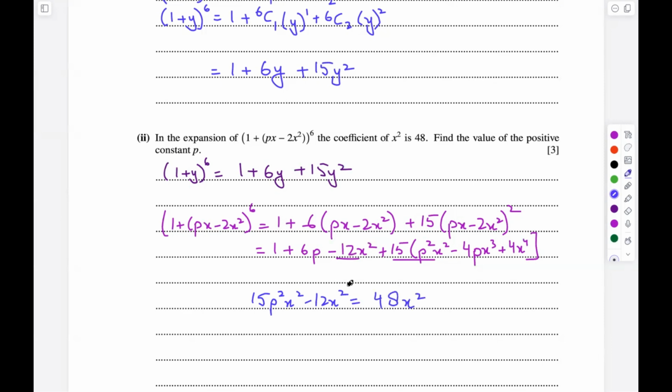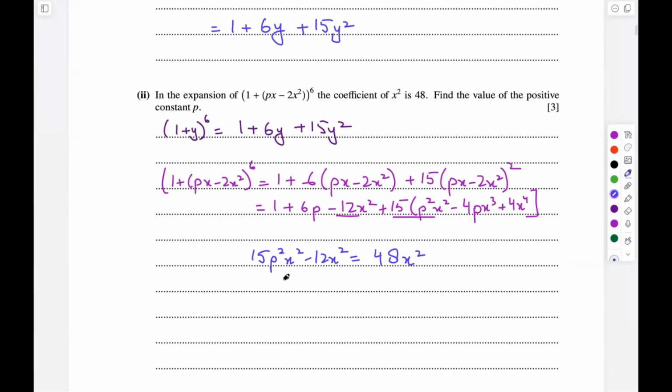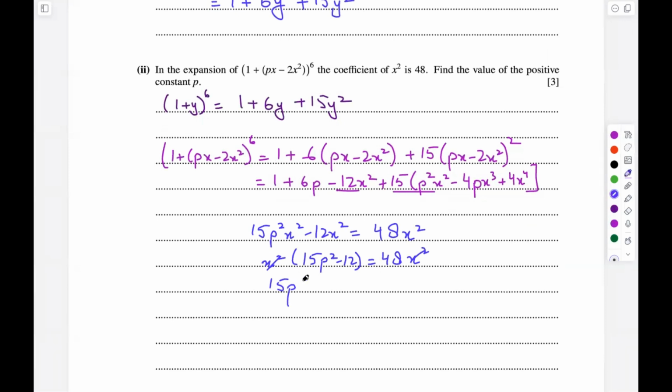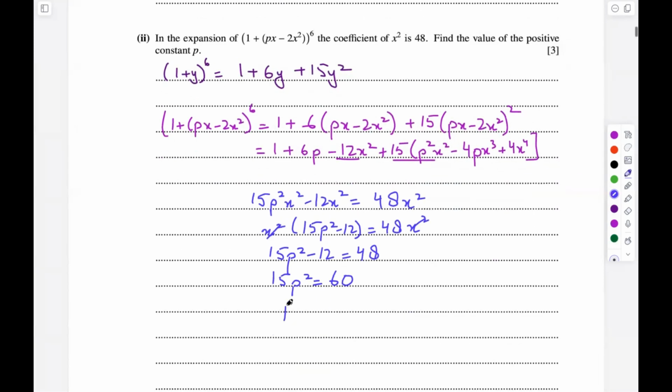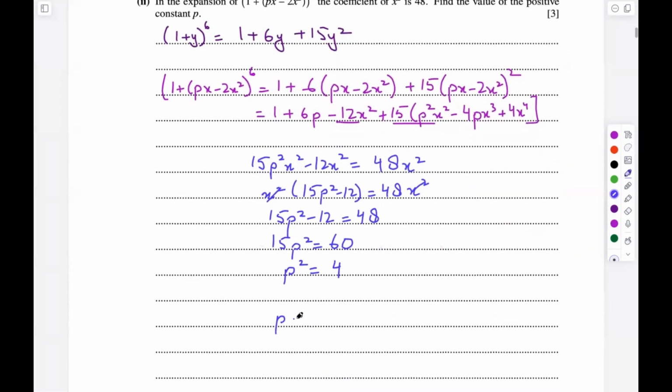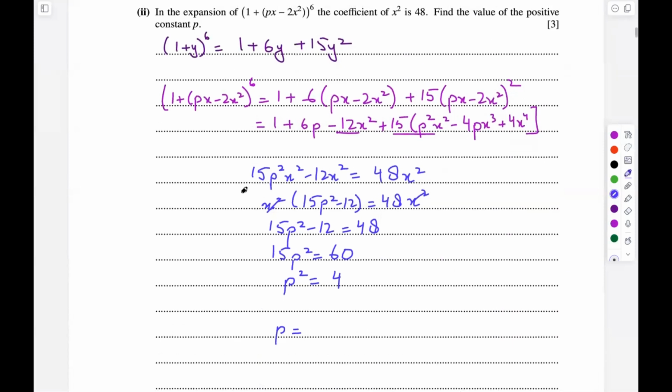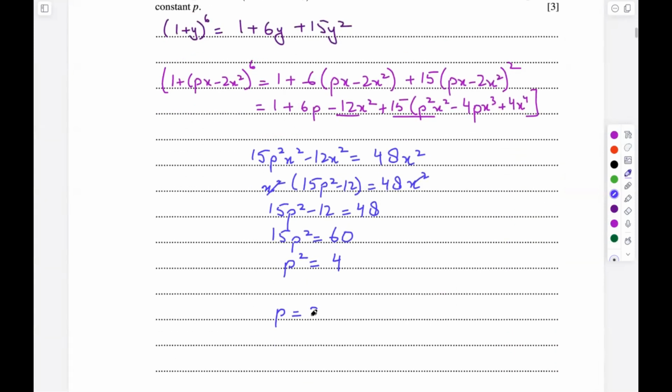Now, as we just have to compare the coefficients, taking x squared common, we can write it as x squared into (15p squared - 12) equals 48x squared. The x squared terms will cancel out. So we'll have 15p squared - 12 = 48. So 15p squared will be equal to 48 + 12, which is 60. p squared will be equal to 60 upon 15, which is 4. Now taking the square root of 4, that will be plus or minus 2. But as we had to find the value of the positive constant p, the final value is p = 2.